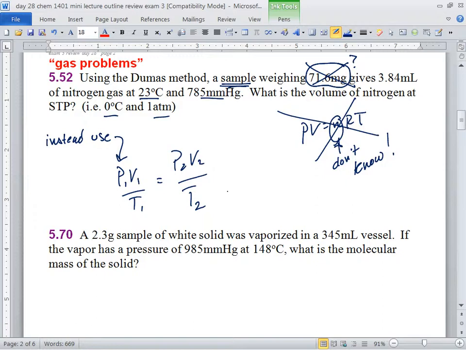So only the heat problems are in Celsius, and the rest are in Kelvin for temperature. Yes, that's very true. Those heat problems are always in Celsius, right? Because they always give you C and little s. They're always in per Celsius. I've never seen them in per Kelvin.